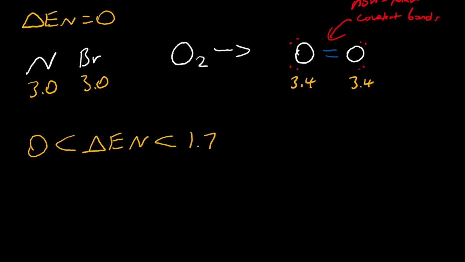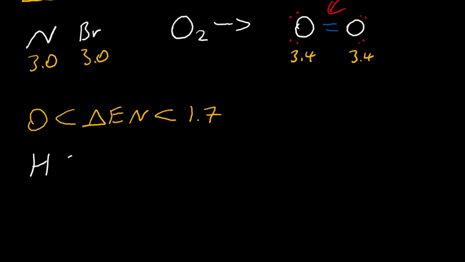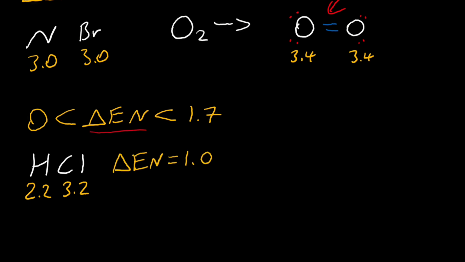Let's take a look at hydrogen chloride. Chlorine has an electronegativity of 3.2, while hydrogen has an electronegativity of 2.2, making their electronegativity difference 1, which is in between 0 and 1.7. Like we said before, if the electronegativity difference is 1.7 or greater, then that means that the nonmetal had a strong enough electronegativity to fully take the electron away from the metal. And if the difference was 0, then the electrons would be shared equally.